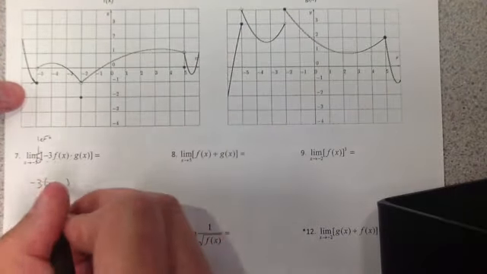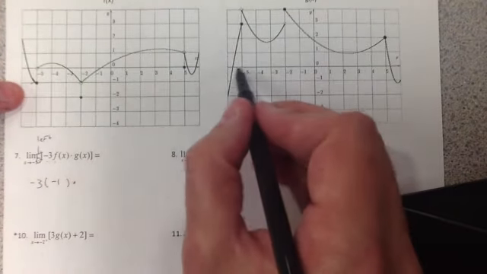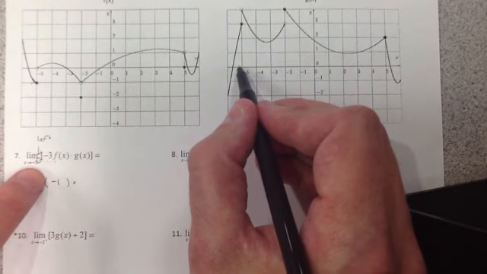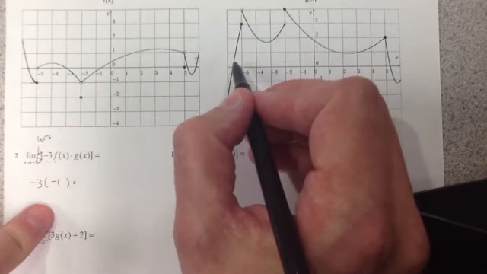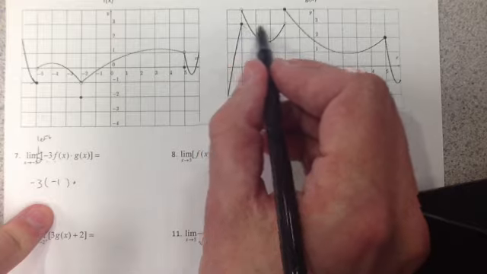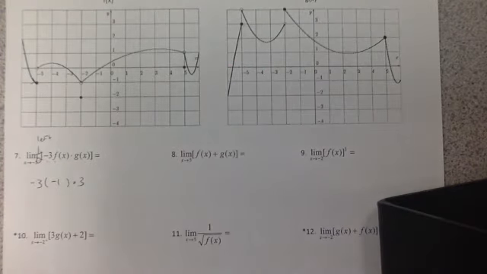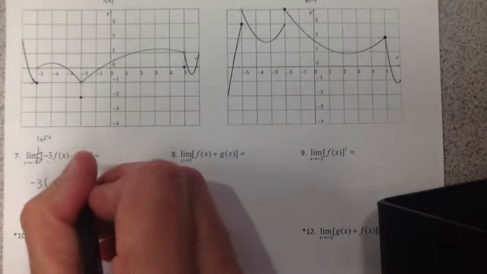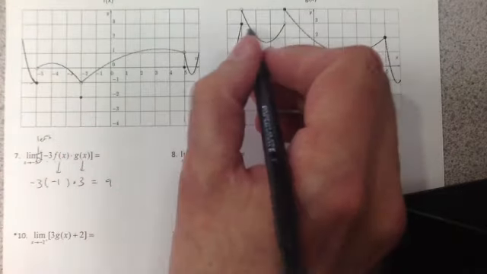We're approaching negative 1 times g of x. As we approach 5 from the left with g of x, we're approaching 3. And that's easy to do. We get 9. That's 3. That's our negative 1.